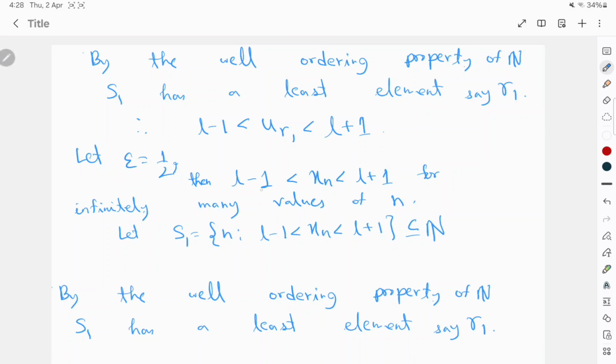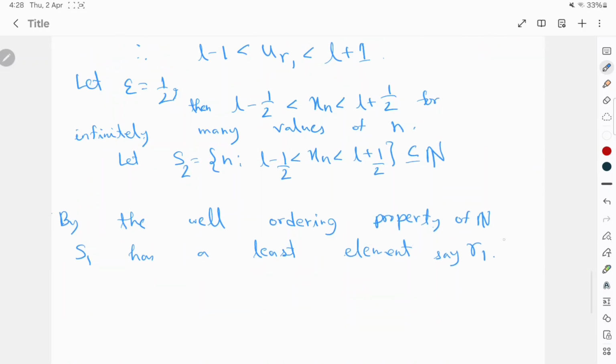Then L minus half, L plus half for infinitely many values of n. So let's consider S2 for which this is happening. Similarly, by the well-ordering property, S2 has a least element R1, and then the next element R2, whatever it is, exists and will be greater than R1.